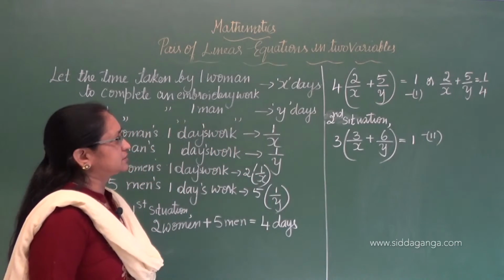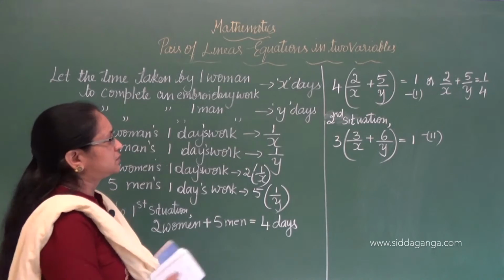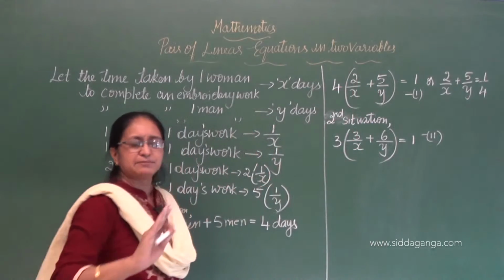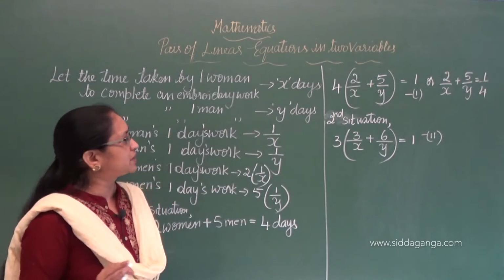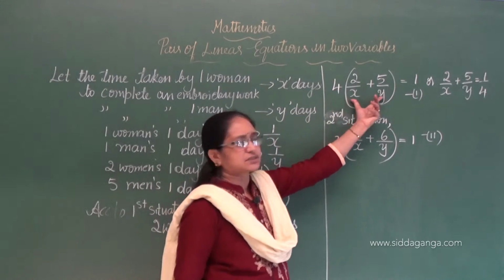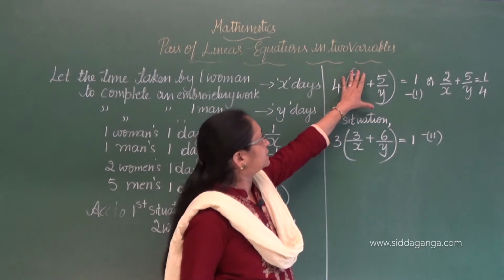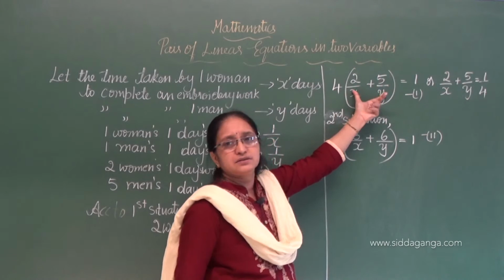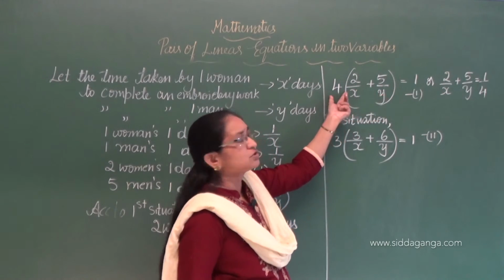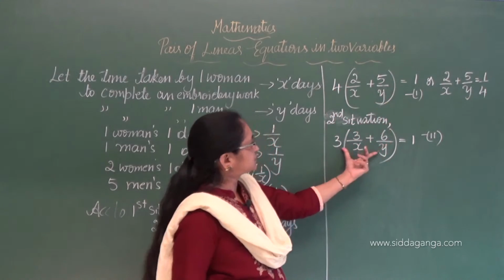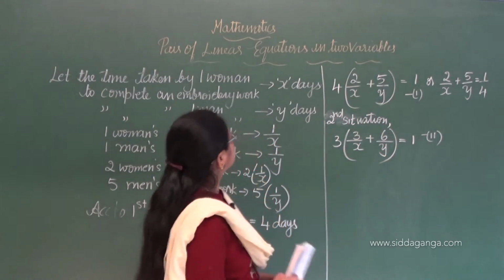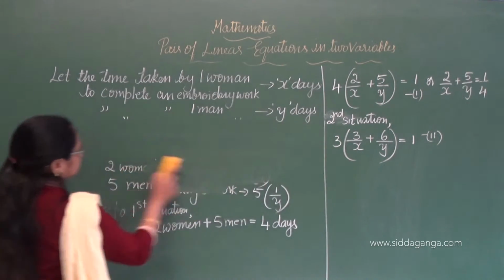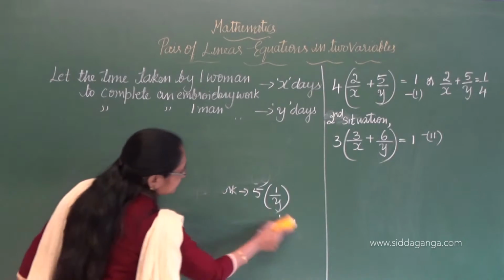Now, we will try to solve that. How can you solve it? You just think it over. I hope you understood how to frame the equation? Framing the equation is very, very important. See here, 2 women and 5 men together work for 4 days, so into 4 is equal to 1 complete. The same way I have written this also. Now, we will solve the problem. We will try to find out x and y.